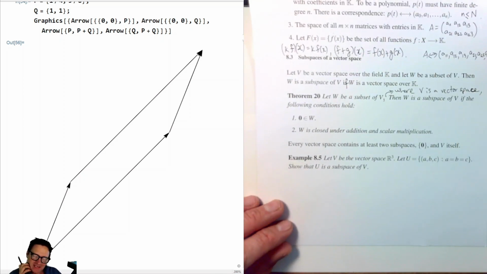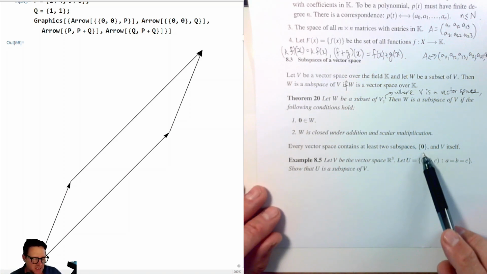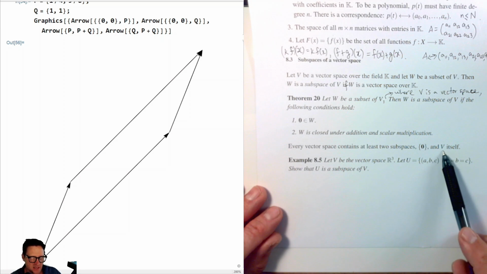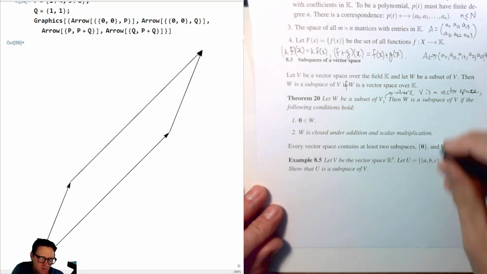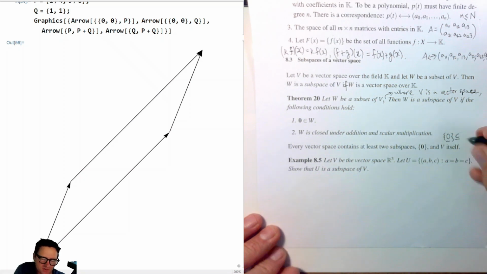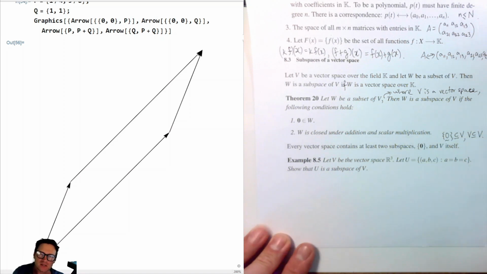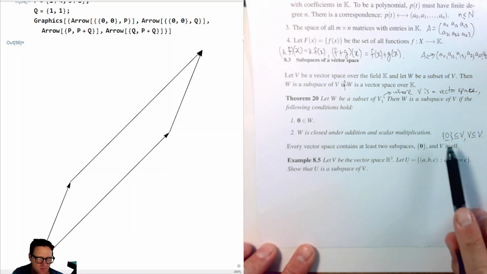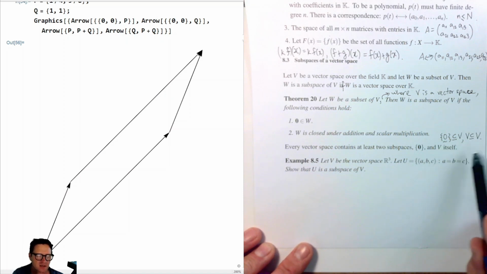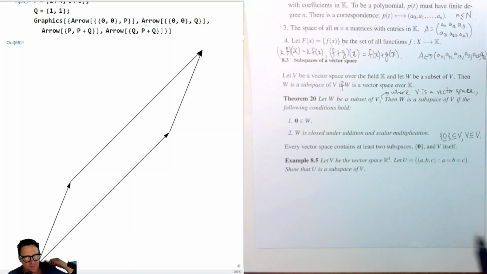Every vector space contains at least two subspaces: the subspace containing the zero vector, and the subspace V itself. So note, these are subsets, and so I can use the subset or equal to symbol, and V is a subset or equal to V. All right? So these are subsets, but they're also vector spaces, and so they are subspaces. These two are subspaces of V.